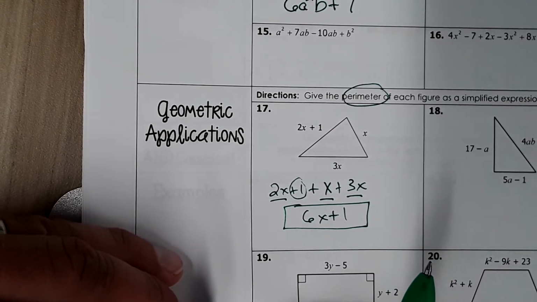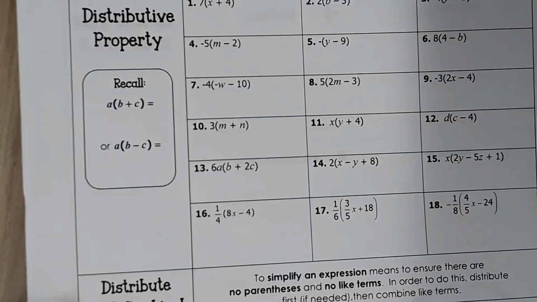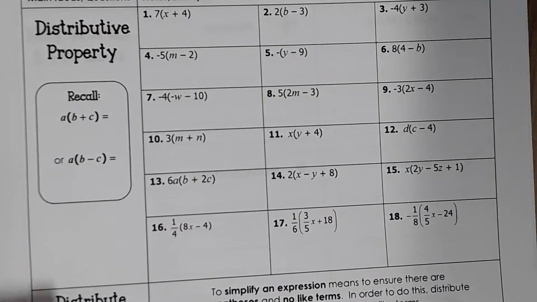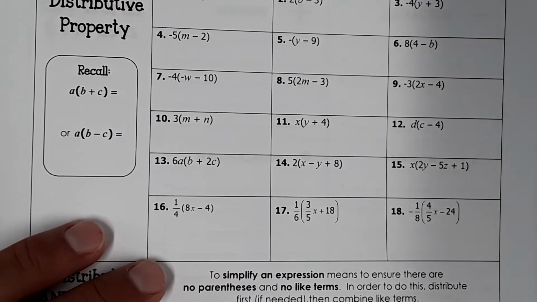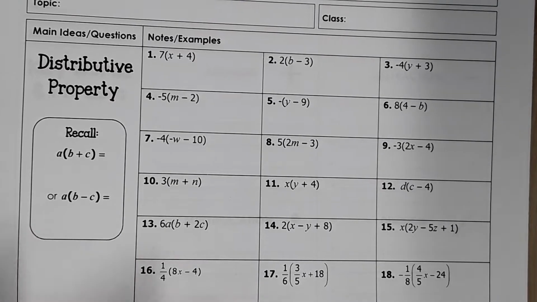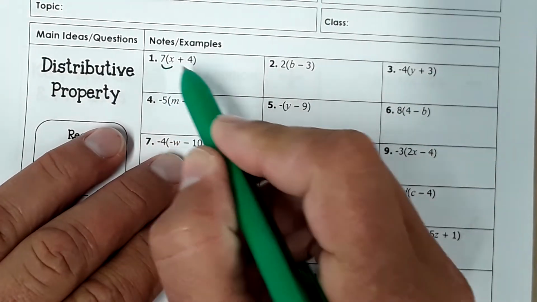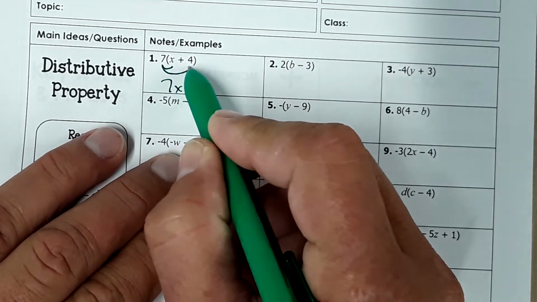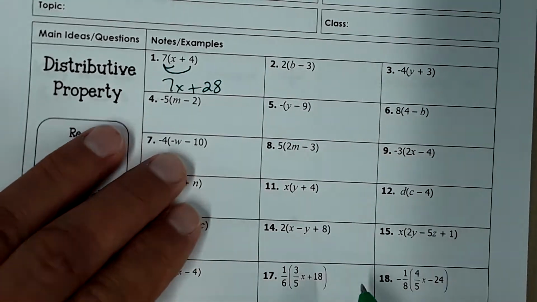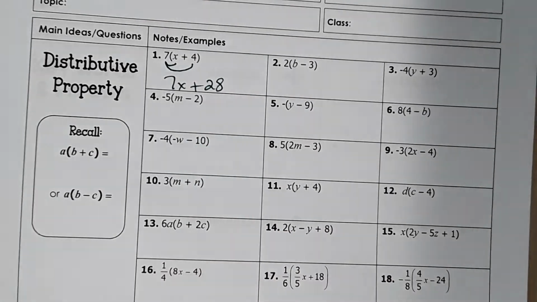So now we're going to dive into the distributive property, and we're going to talk about how to use this and some examples. And I know that we've talked about it in class, and the distributive property is simply when you multiply whatever number is outside the parentheses times everything that's on the inside of the parentheses, one at a time. So if you look at number 1, 7 times x is 7x, and 7 times 4 is 28. And I can't combine those because one has a variable and one does not.